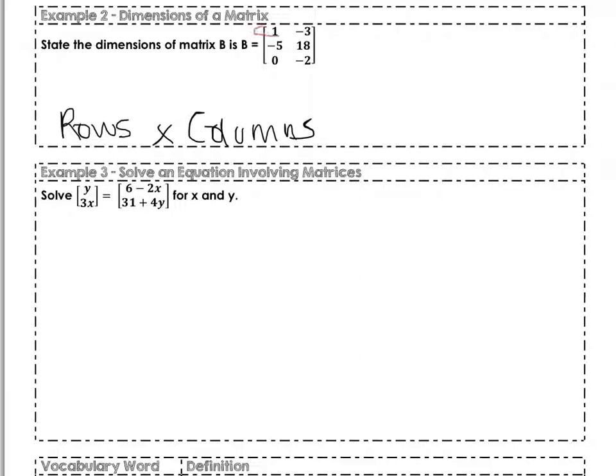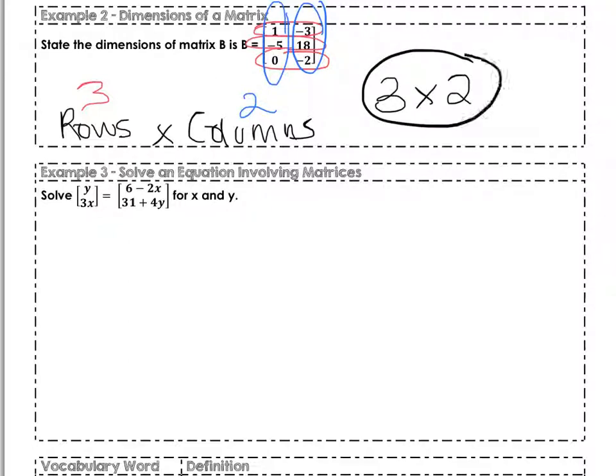So rows, I have 1 row, 2 rows, 3 rows. Now the number of vertical columns, I have 1 and 2. Which is why I can say that the dimensions for matrix B are 3 by 2. Okay? This is important when setting matrices equal to one another, when adding them, subtracting them, and multiplying them. So notice that in example 3, both of our matrices are 2 by 1. And so now we can set their corresponding elements equal to one another.